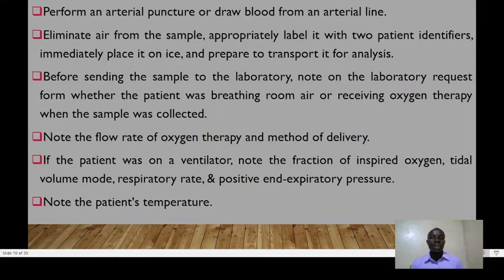Remember to perform the arterial puncture or draw blood from the arterial line and eliminate air from the sample appropriately.